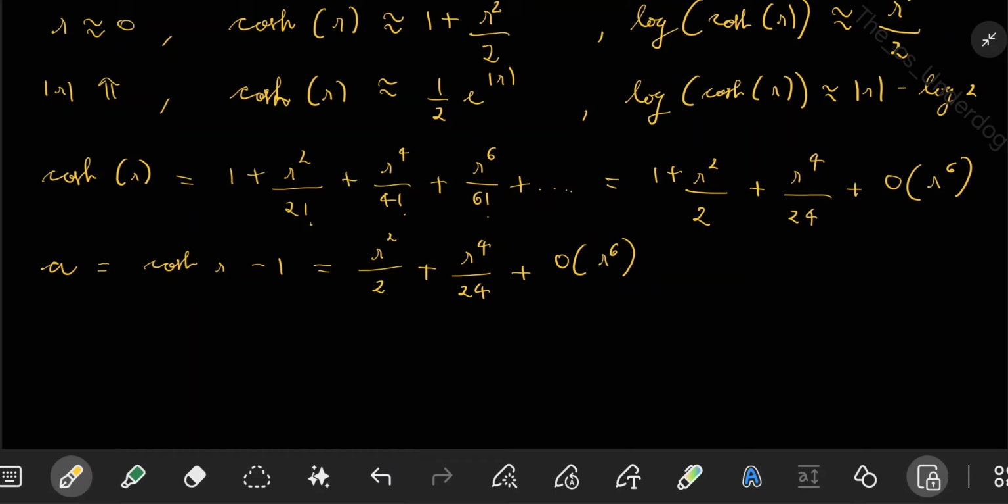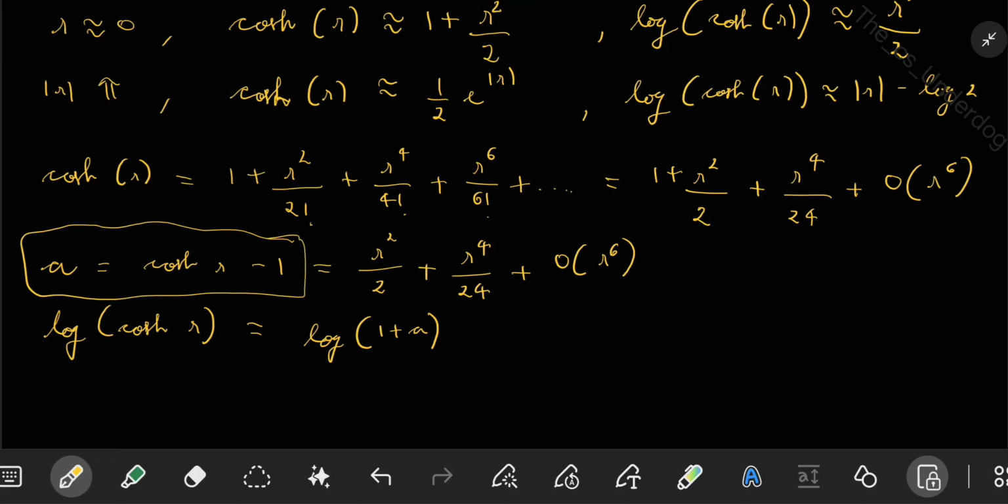Next thing I am going to do is, what if I take log? What do I actually have to find? I want to find log cosh of r. This is what I want to find. So what will be log cosh of r? I can also write this as log of 1 plus a. Because here a is cosh of r minus 1, which means I can write cosh of r as 1 plus a, right? So log cosh is log of 1 plus a. Next thing, there is a reason why I did this. I want it in the 1 plus a format.